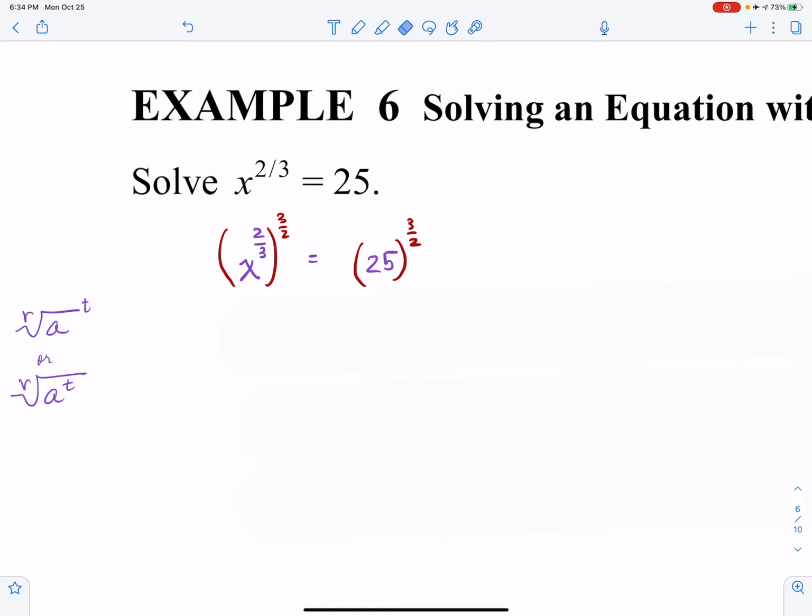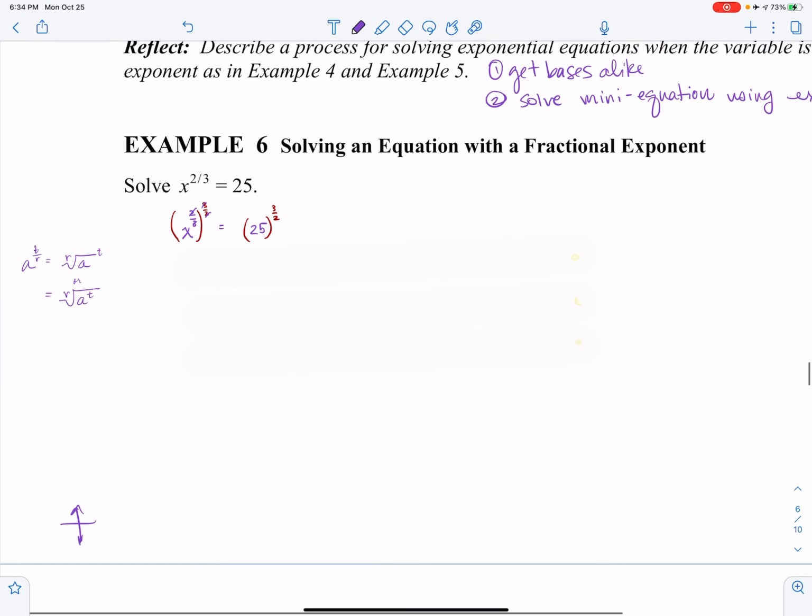So when I raise a power to a power, if I want my power to go away on this side, then I would need to multiply by the reciprocal. So when I raise a power to a power here, notice that my 2's are going to cancel, my 3's are going to cancel, so my x is going to be left alone. And on the other side, I'm raising my 25 to the 3/2 power. Well, here's where I'm going to use this rule that I was a little bit too excited to share with you right off the bat.